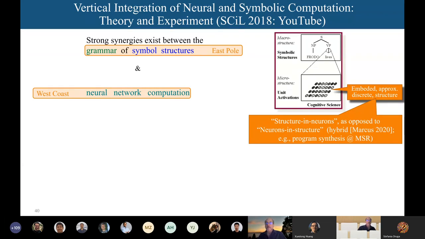The neurons and structure approach has been well developed at MSR by Alex Polozov and collaborators, achieving remarkable results in automatic program synthesis.